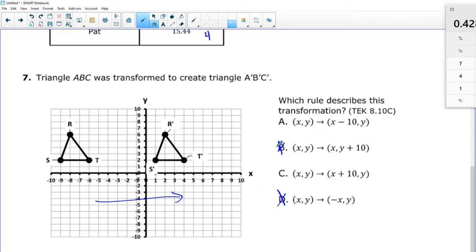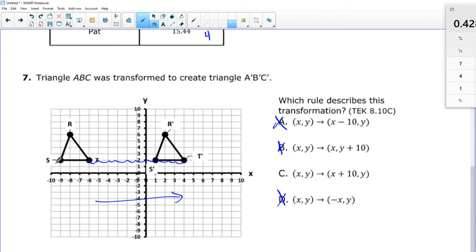So we have Y plus something, that's not it. X minus something, that's not it. So the only one left is C, X plus 10. We can check that if we just count from T to new T. 1, 2, 3, 4, 5, 6, 7, 8, 9. Sure enough, it's 10 spots to the right.